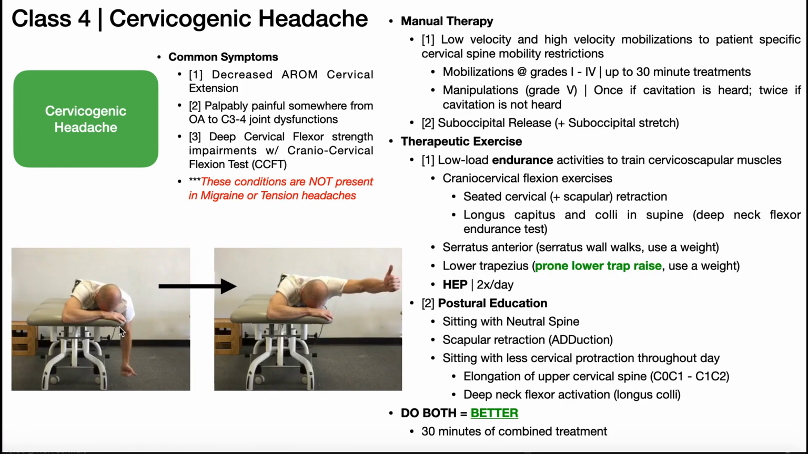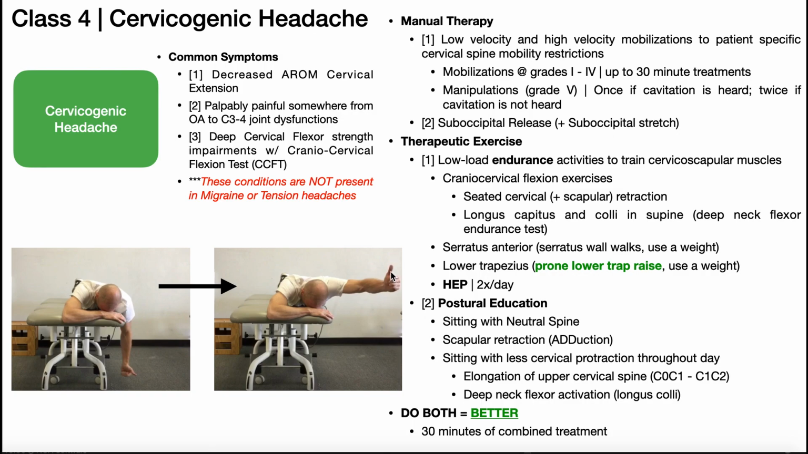Right here you see a prone lower trap raise. Typically you'll do this starting with one arm at a time. The arm that you're doing is dangled off the side like this, and then you're basically just lifting that arm up basically to parallel to the floor. You can see the person's thumb right here should be pointed up at the very end of the movement.